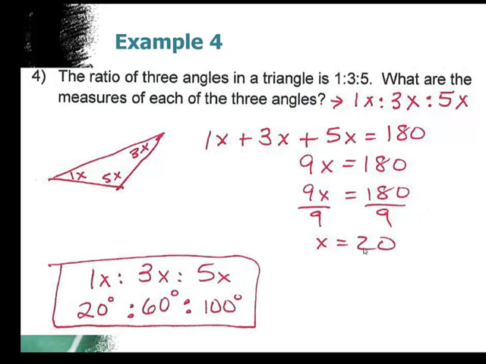So I'm not done. I have to find the angles. So I take the 20 and I substitute it back in for x. So 1 times 20 degrees is 20, 3 times 20 degrees is 60, and 5 times 20 degrees is 100. So you have 20 degree, 60 degree, and 100 degree angles in your triangle.